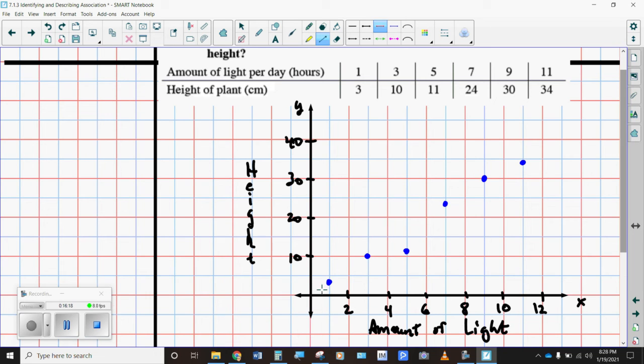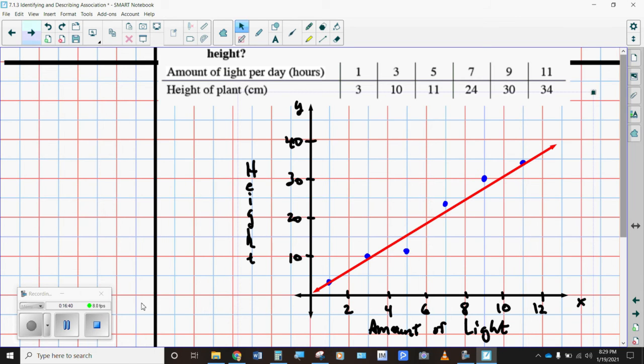Let me go ahead and put in the line of best fit. Going through all that data, the points never stray too far away from your line of best fit. That indicates a strong positive correlation between the data, meaning that the amount of sunlight absolutely affects the height of your plant. The more sunlight you get, the taller the plant grows.